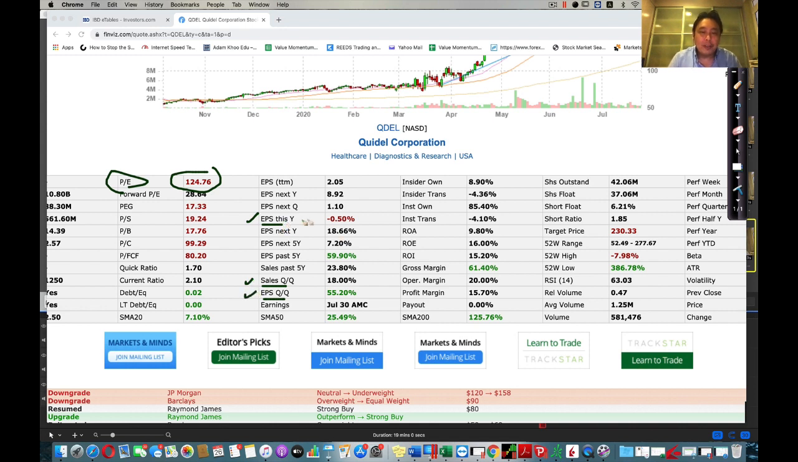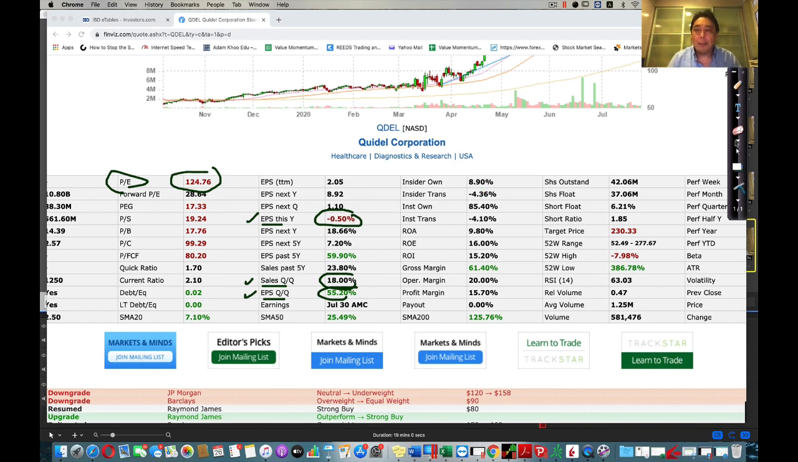So the earnings growth this year, well, that's negative, so forget that. Sales growth quarter over quarter, 18%, earnings growth quarter over quarter 55%. So you can see that the PE ratio is higher than its growth. So this is an expensive stock. I will not touch this. I will not trade this, okay?